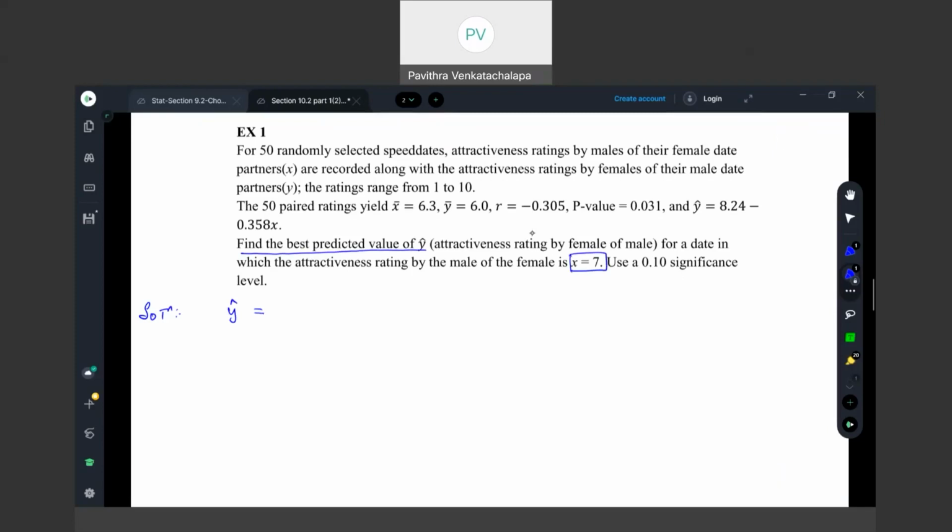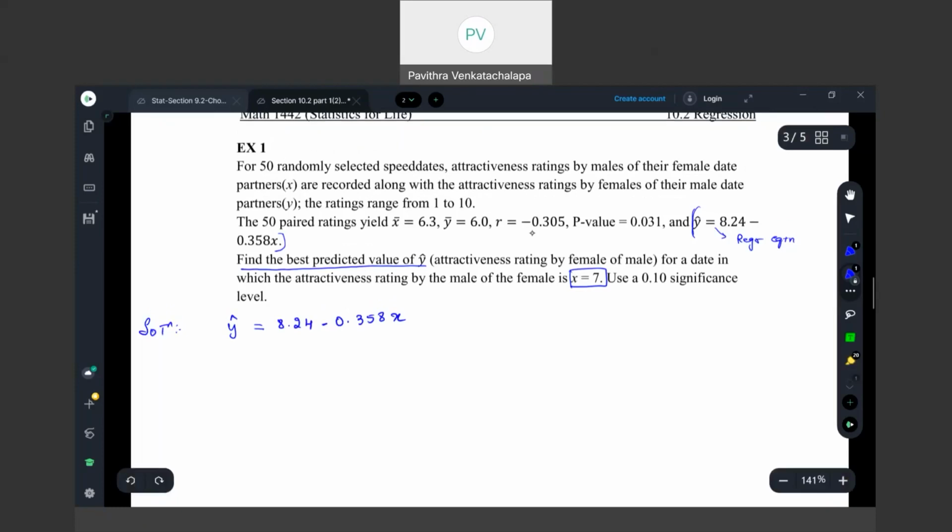How can I find that? You don't have to find it. That is given. And where can I use that? Here. So this is called the regression equation. I will just write it in short form. This is called a regression equation, that is y cap equal to 8.24 minus 0.358 into x. Okay. Now all you have to do is just plug in x equal to 7 here and find y cap.